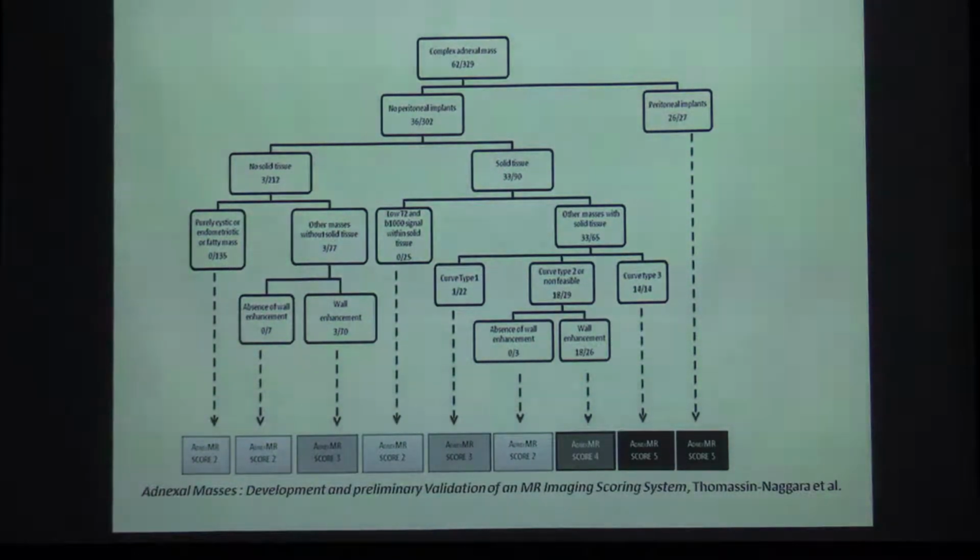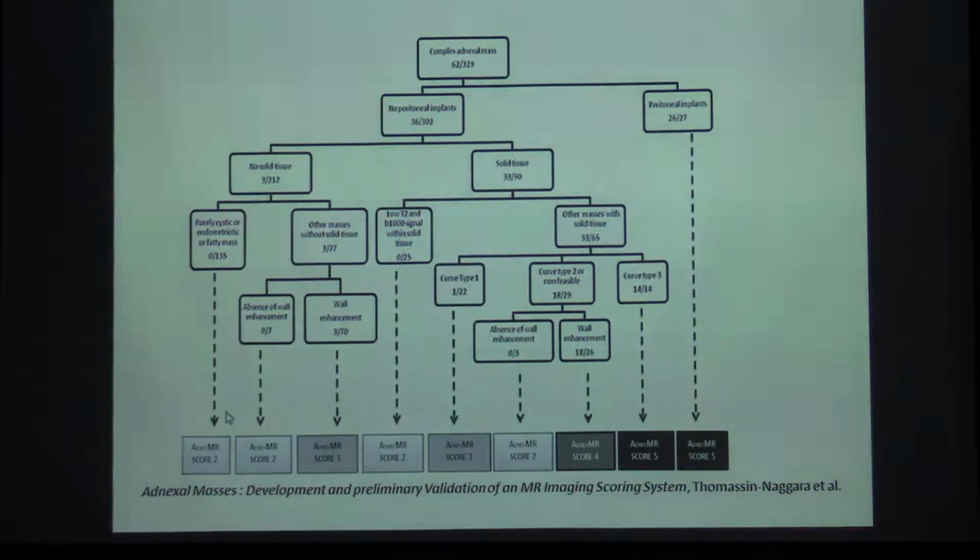Thoeny-Nagara proposes a 3-decision scoring for the ovarian tumor on MRI, based on peritoneal implants or not, solid tissue, whether it's purely cystic or endometriotic or fatty mass, the T2 and diffusion, the pattern of enhancement, and whether the wall enhanced or not. This leads to 5 scores.